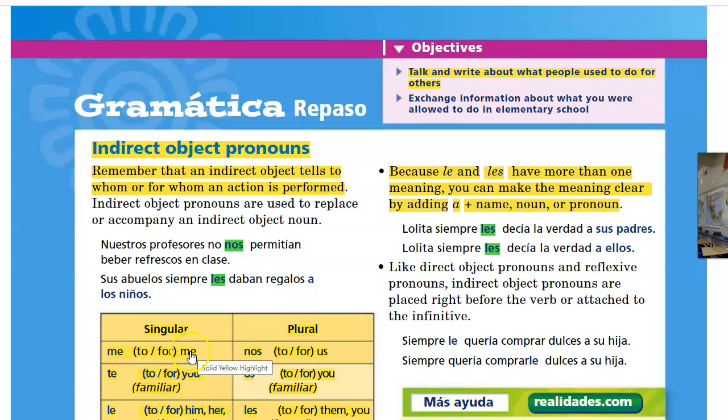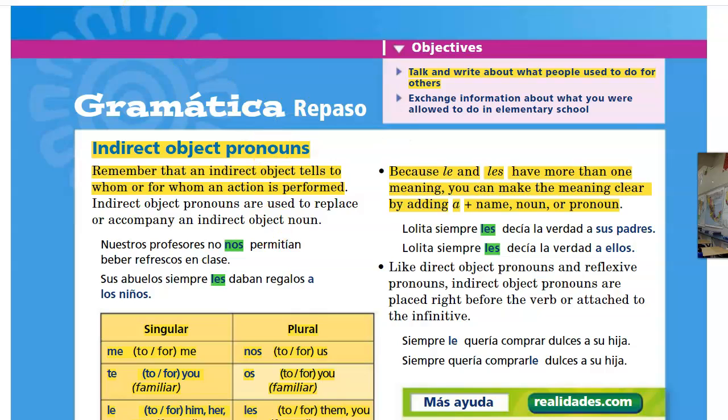Me, to or for me. Te, to or for you. Le, being for him or her, or you polite. Nos, to or for us. And les, being to or for them, or you plural.